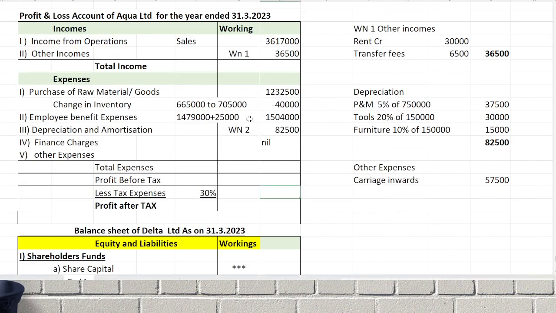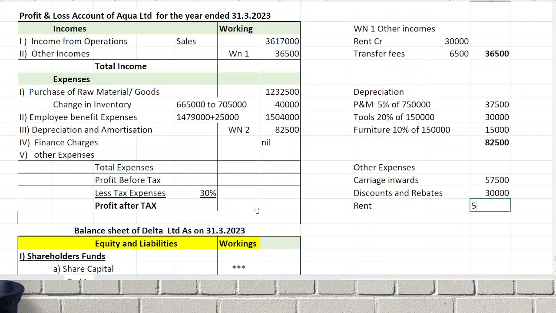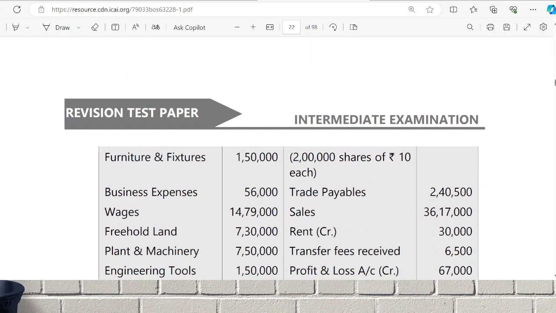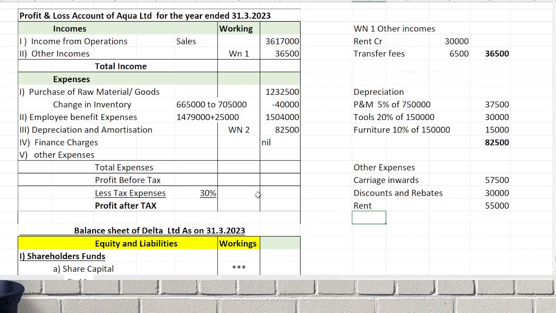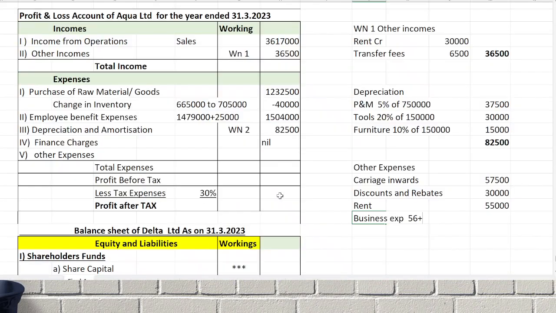Discounts and rebates, $30,000. Then rent, rates and insurance 55,000. Any outstanding expenses? No. Rent 55,000. Business expenses outstanding is there. 56,000 plus outstanding expenses given in the adjustment, 36,500. How much does the total come to? This one, business expense total.